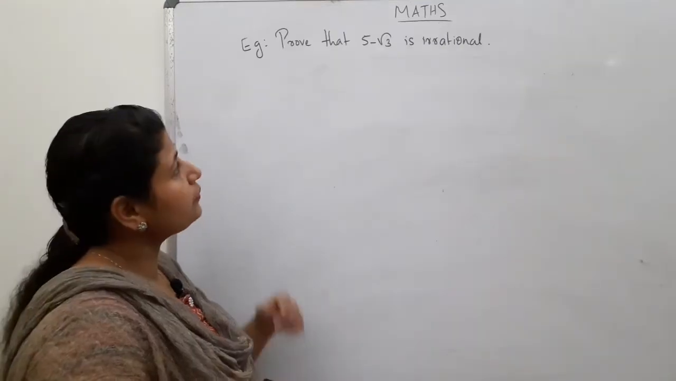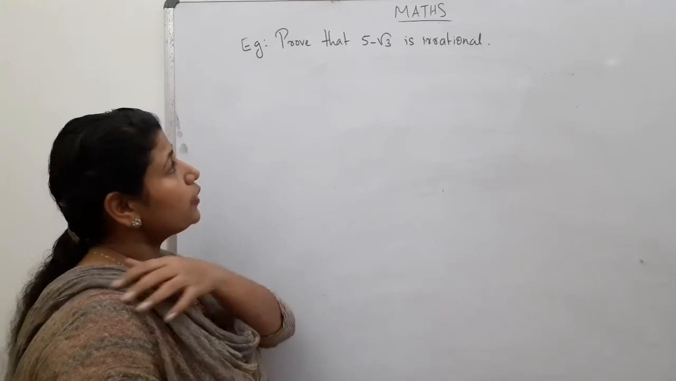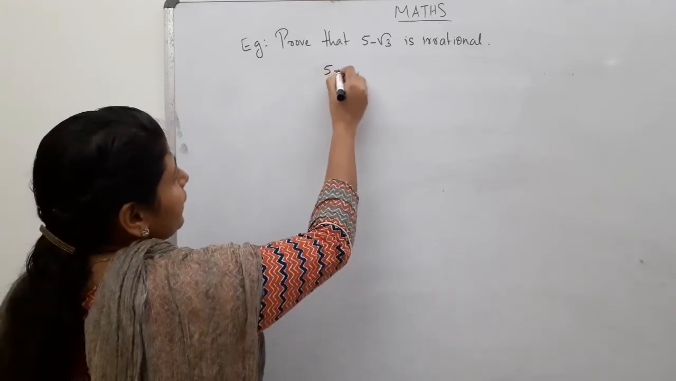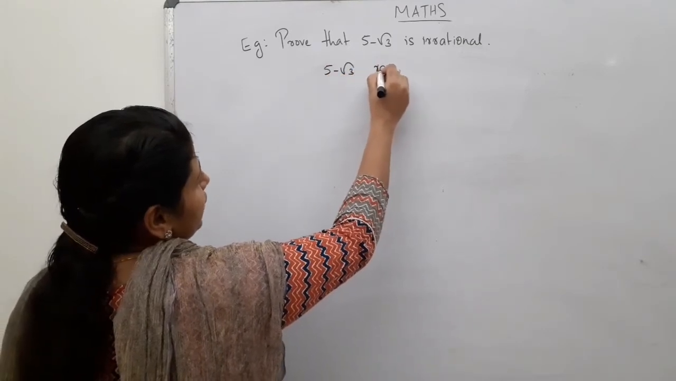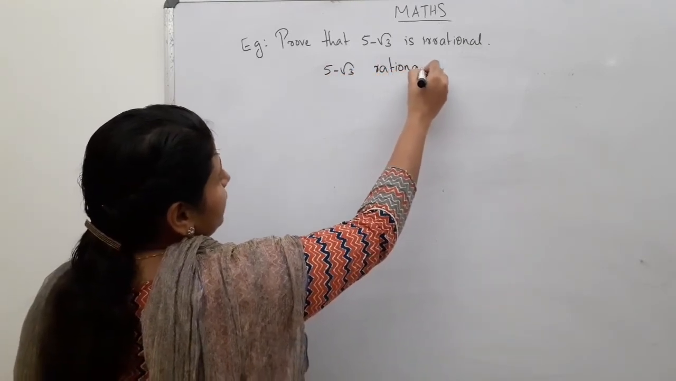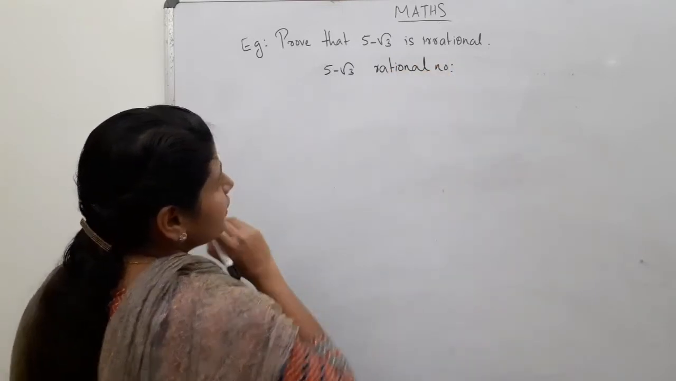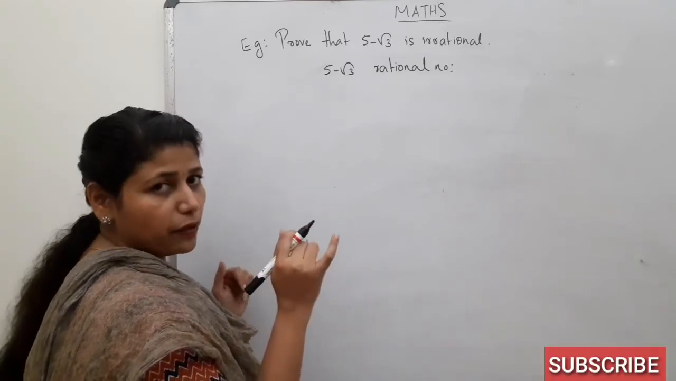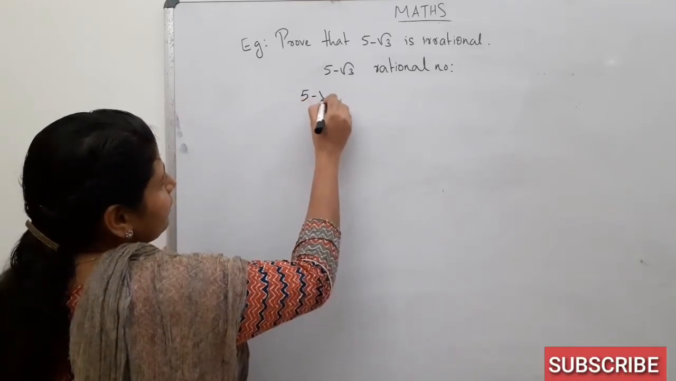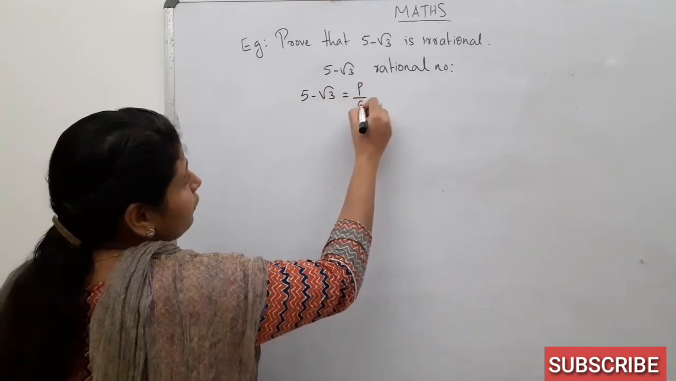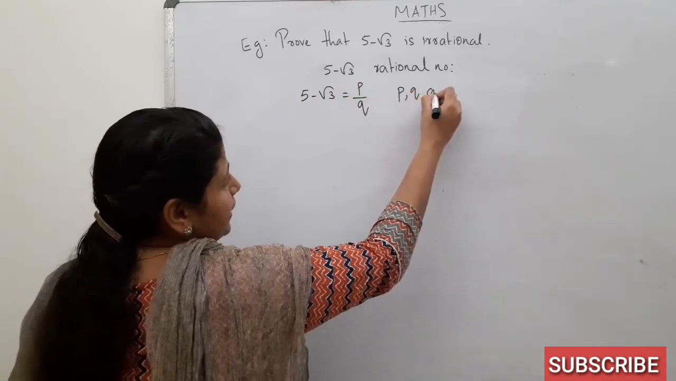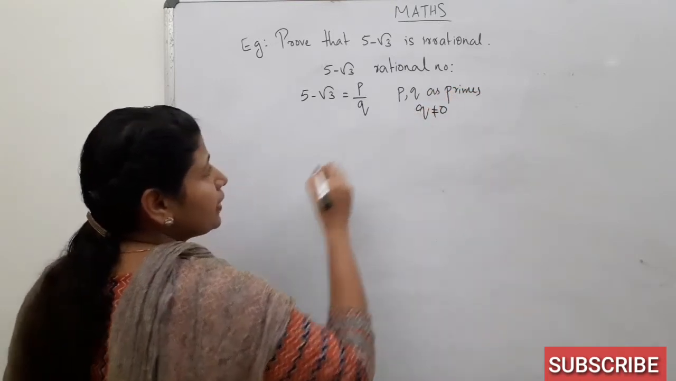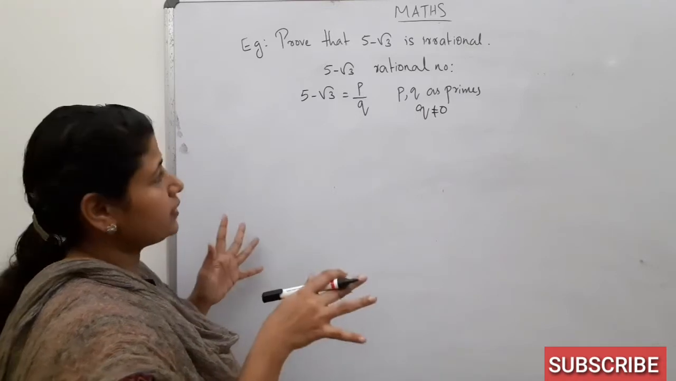Got it? Prove that 5 minus root 3 is irrational. For this we are using the contradiction method. So we are taking 5 minus root 3 as a rational number. Then every rational number can be written in the form P by Q. So we are taking 5 minus root 3 as P by Q, where P and Q are primes and Q not equal to 0. These are the conditions. P and Q don't have any common factors.